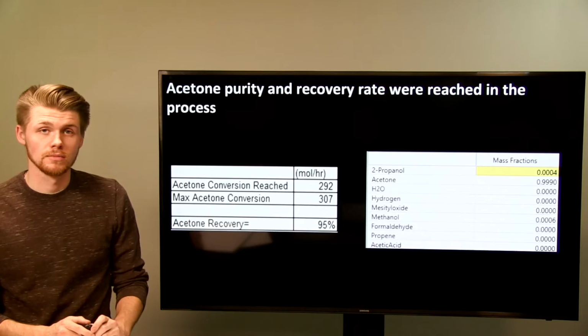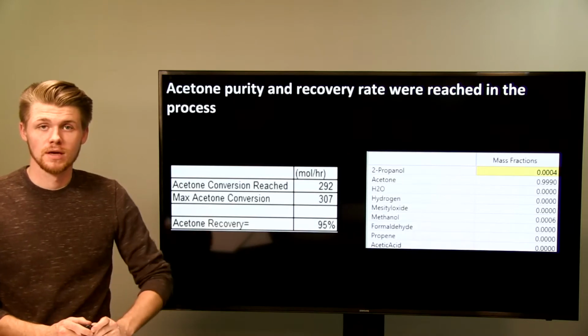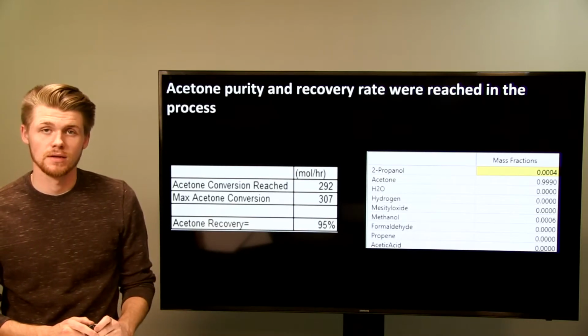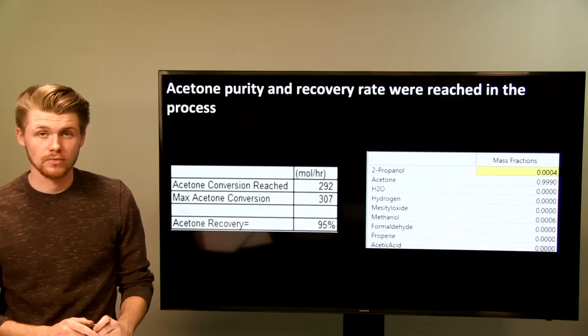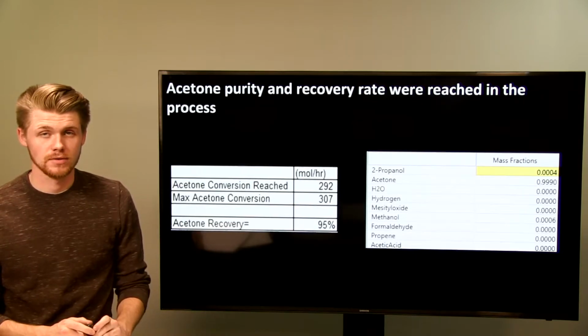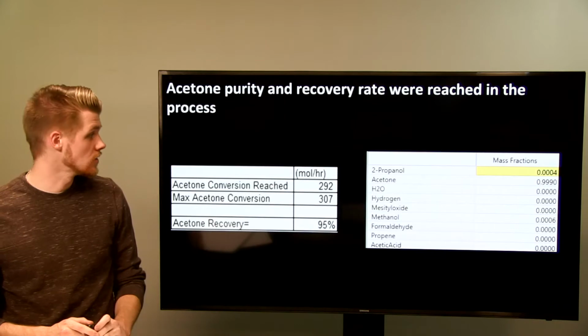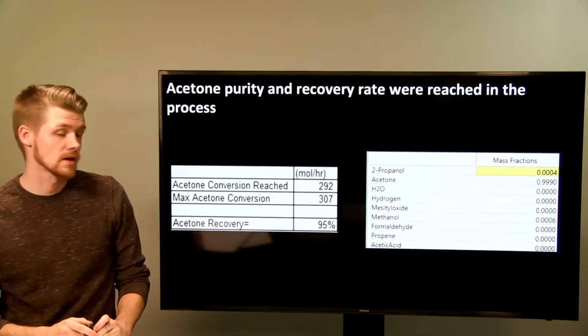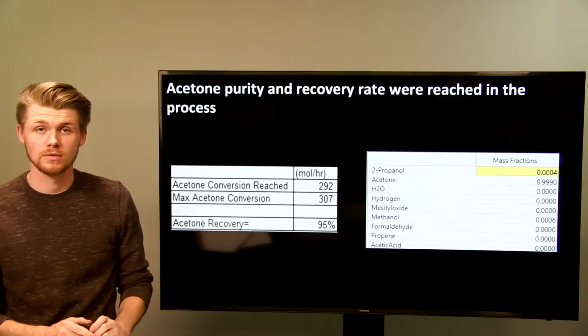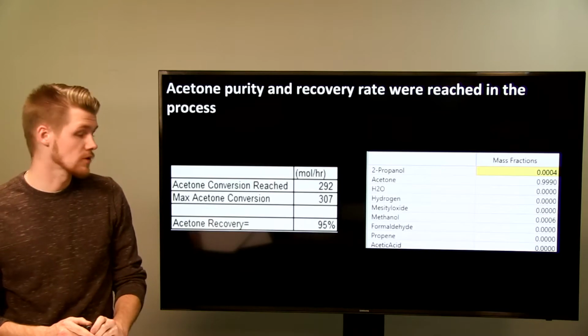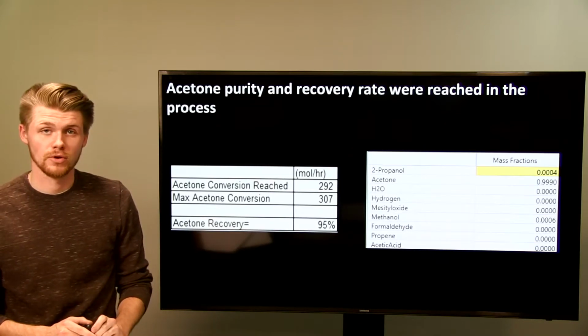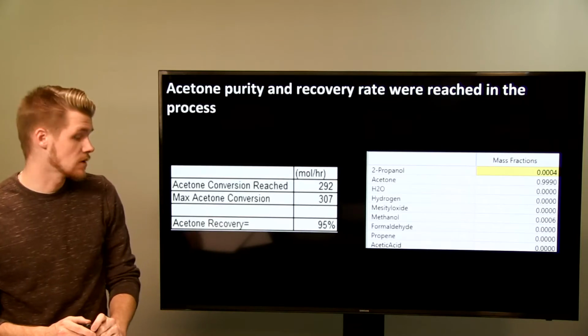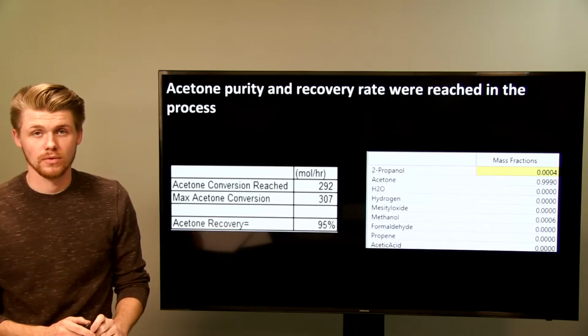So to start, I'm going to talk a little bit about product specifications. As seen in the figure on the right-hand side, we are in fact reaching 99.9% weight acetone with few contaminants. The only other thing in there is 2-propanol, and that had to be under 5 ppm, so we did reach that spec. The figure on the left shows the total mole percent recovery of acetone we reached from the feedstock. As you can see, we did in fact reach the spec of 95% mole recovery.